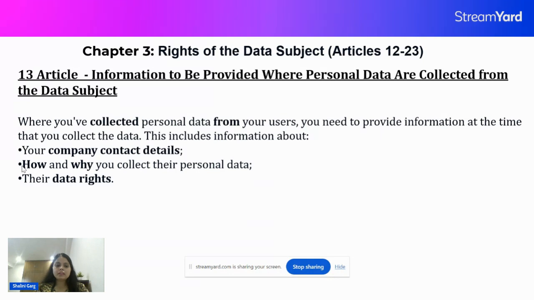However, all these requirements do not apply, meaning the controller should not provide any such identity and contact details of the controller, contact details of the DPO, etc., if I already know all this information. The controller is not responsible for providing it again and again. If I have it once, then it's okay.